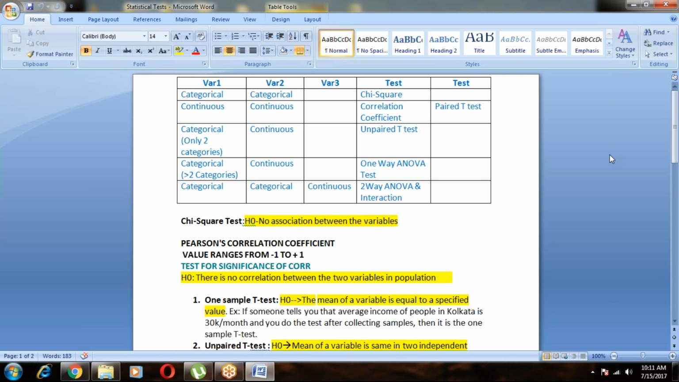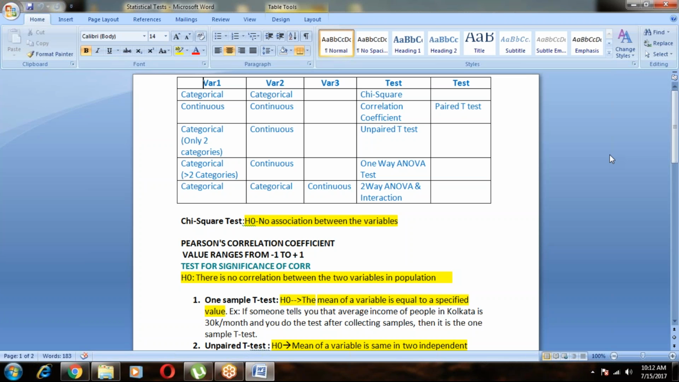Now next is continuous data and continuous data. Again we have two variables, but they are continuous in nature. Let's say the price and the demand for a product. I want to know whether they are related or not.